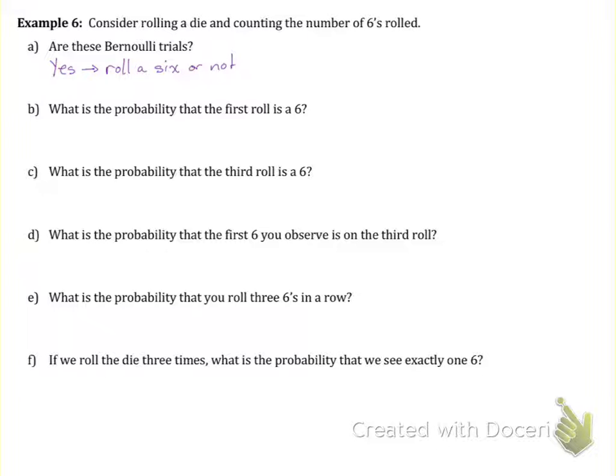The other reason that these are Bernoulli trials is because the trials are independent. And then the last reason that they're Bernoulli trials is because the probability throughout stays the same. So the probability of rolling a 6 is the same no matter what.